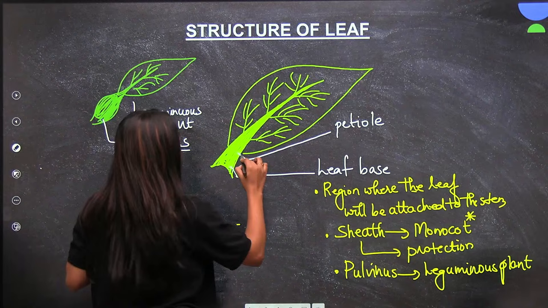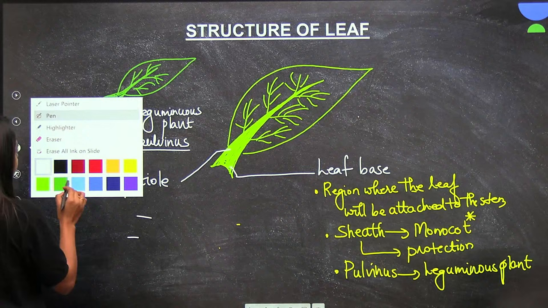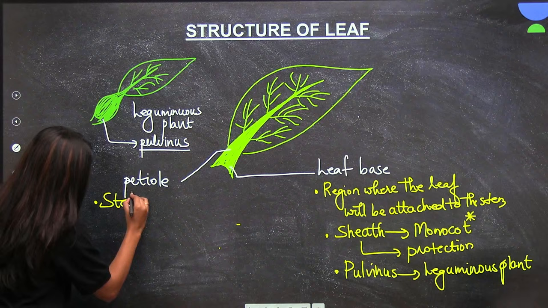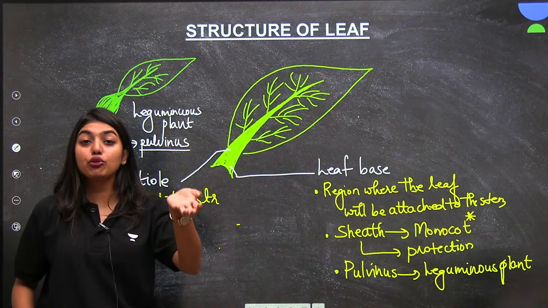Okay, students, this region is called your petiole. Clear? Now, what is happening in the petiole region? I told you it is a stalk, right? So it is a stalk-like structure. This petiole is basically going to help the plant to get exposed to sunlight, to move, to flutter with the wind.